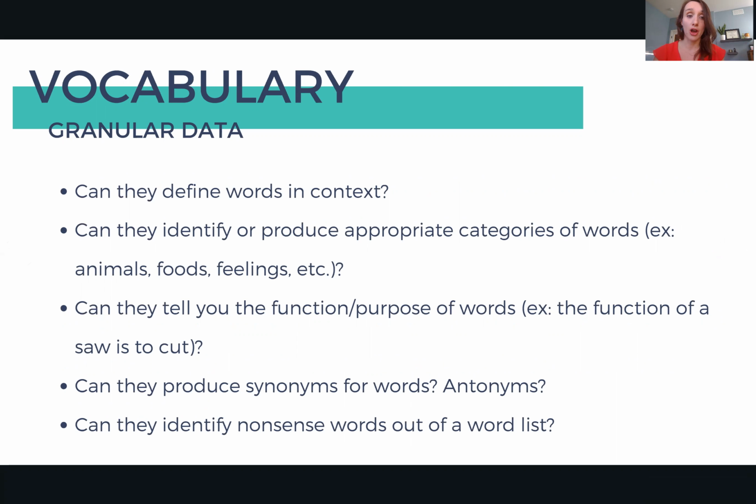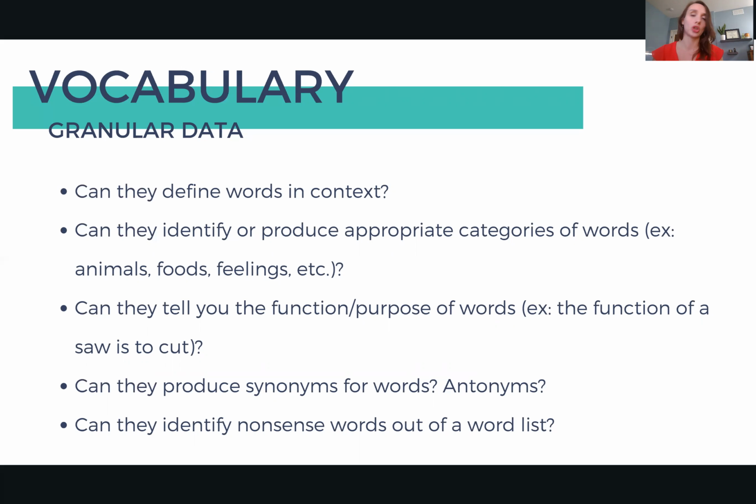Can they define words in context? Can they produce appropriate categories of words? So for example, if you gave them a list of 3 or 4 words, could they tell you these words are all the same because they're all animals, they're all foods, they're all feelings, they're all verbs, they're all adjectives. We need to start to be able to categorize and clump words together to be able to create those neural connections. Can they tell you the function or purpose of words?